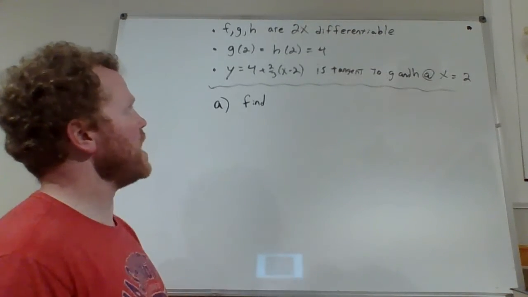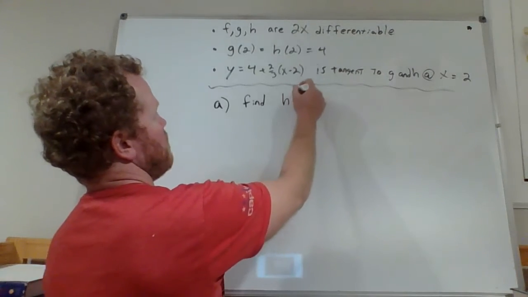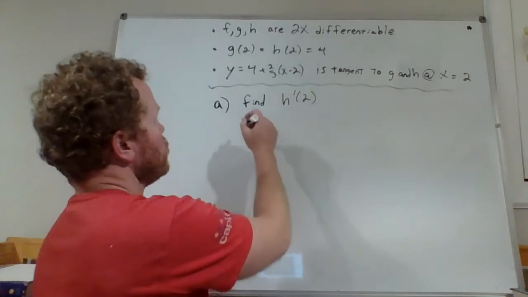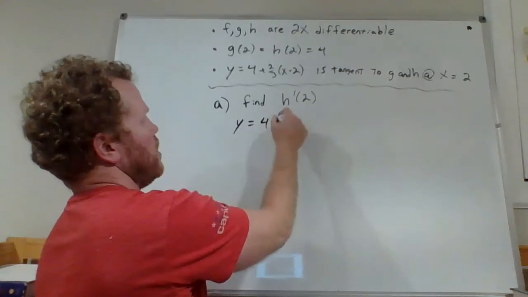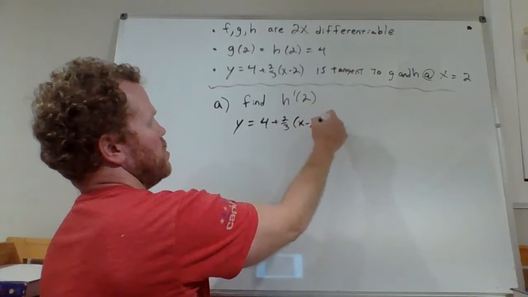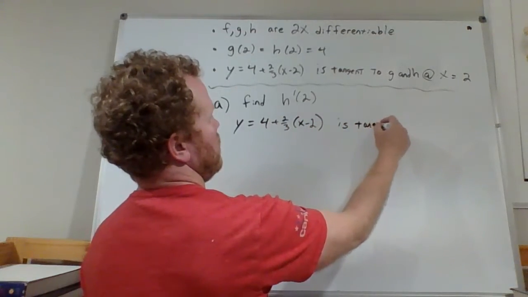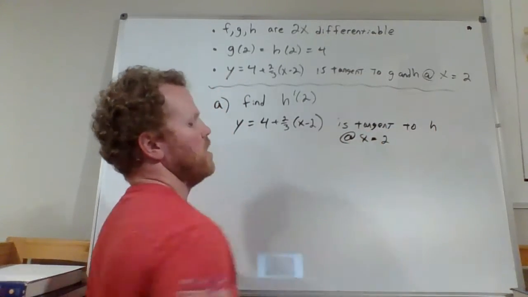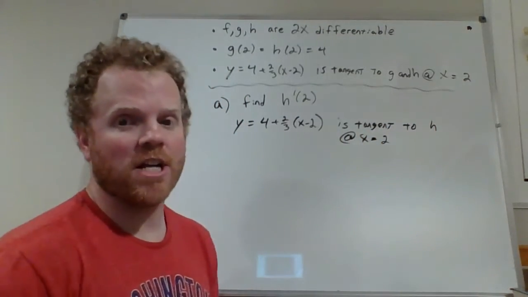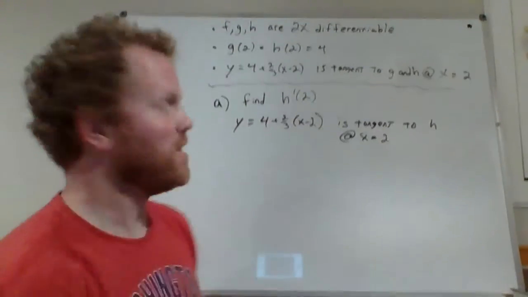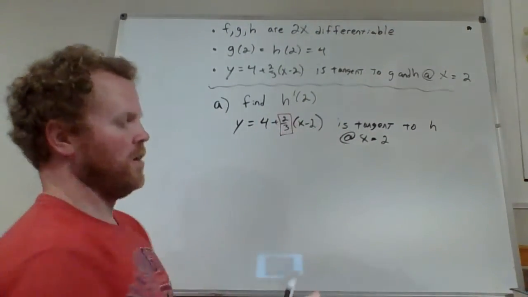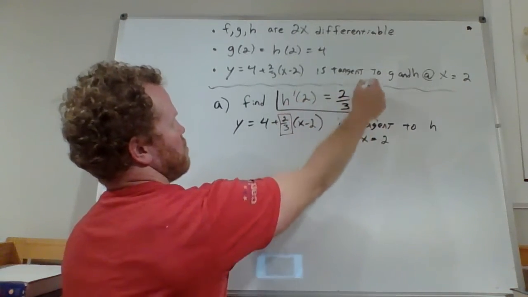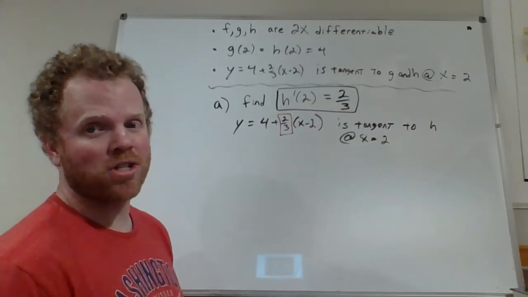So for part A, it just asks you to find h prime of 2. Not a lot of work to do with this question because they told you that y equals 4 plus 2/3 times (x minus 2) is tangent to h at x equals 2. And the derivative gets you the slope of the tangent line. And the slope of the tangent line is just sitting right there for you to pluck out. So the answer to part A is just a nice, easy 2/3, and we can move on to B. So not a lot of work to do.